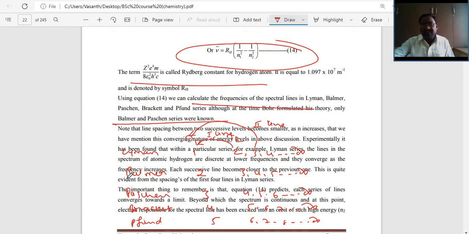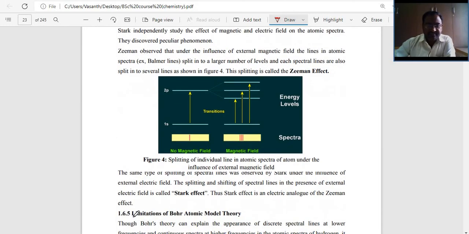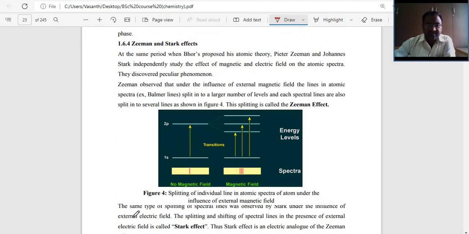This is the way to calculate the wavelength and frequencies of that hydrogen spectrum. The Zeeman and Stark effect. At the same period when Bohr proposed this atomic theory, Zeeman and Stark independently studied the effect of magnetic and electric fields on atomic spectra, and they discovered peculiar phenomena.